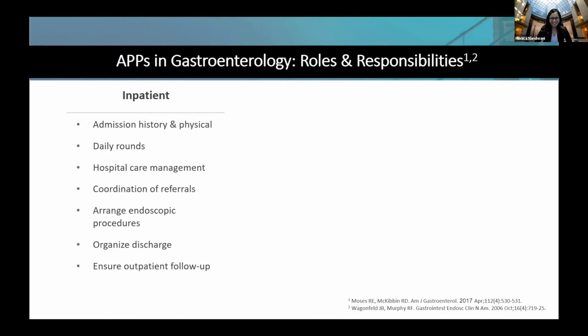And I think many of my phenomenal APP colleagues who are inpatient at Stanford are on this call right now, so I'm so glad to see them here.